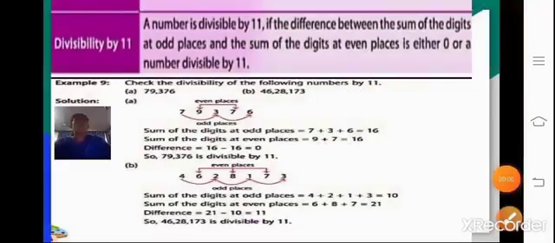Okay. So I hope you all must have understood the rule, students. Now a number is divisible by 11 if the difference between the sum of the digits at odd places and the sum of the digits at even places is either 0 or, after subtracting, you get a number which is divisible by 11.